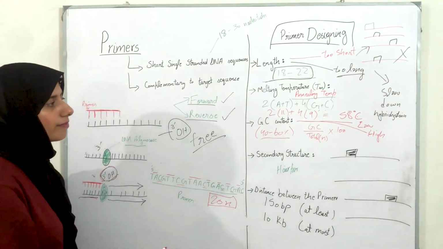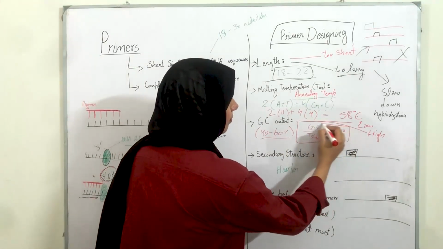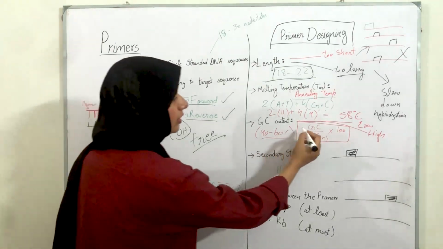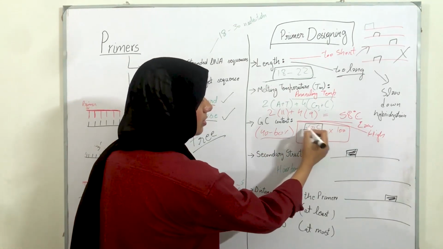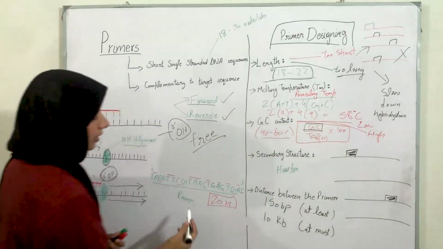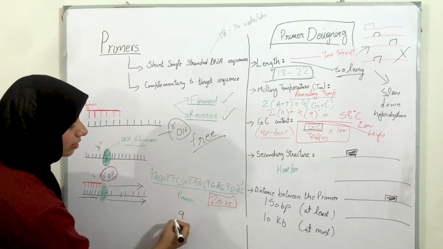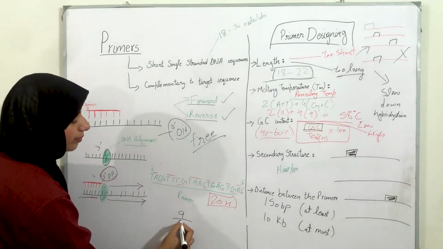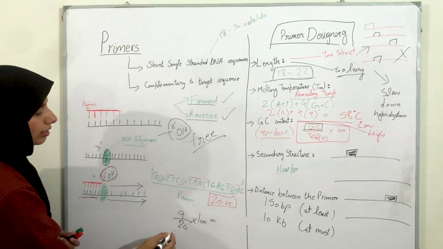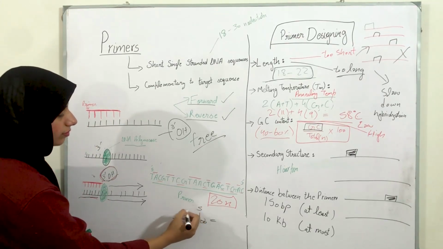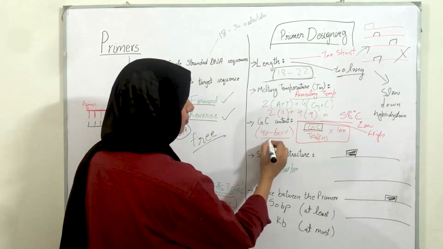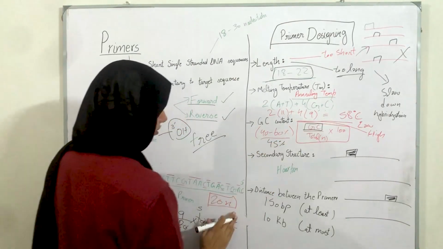That's the ideal case. Here we have a formula through which you can find out your GC content: GC content equals the number of GC divided by the total number of nucleotides, multiplied by 100. In this case, we have 9 guanine and cytosine divided by 20, the total number of nucleotides, multiplied by 100, and it will give us 45. So in this case, I have 45% GC content.